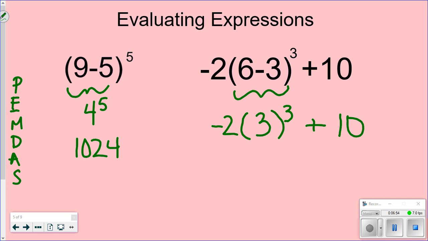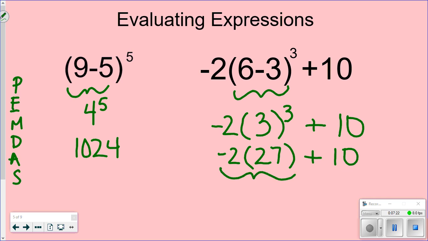Okay. Now, if I look at this, I have all my parentheses taken care of. Yes, I might have parentheses in there, but that's telling me I'm going to have to multiply sometime. I have exponents next. So 3 to the 3rd power would be 3 times 3, which is 9. 9 times 3 would be 27. So now this is how it would look because I had to do my exponent. And then I would be doing this because I'm multiplying. That becomes next. 27 times 2 would be 54, and it's going to be a negative 54 because I have a negative times a positive. And then plus 10 would be negative 44.